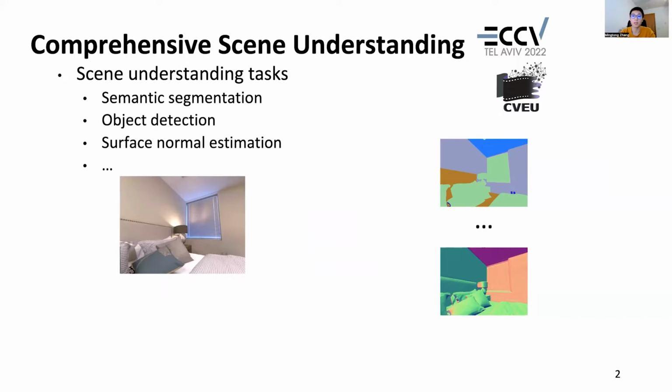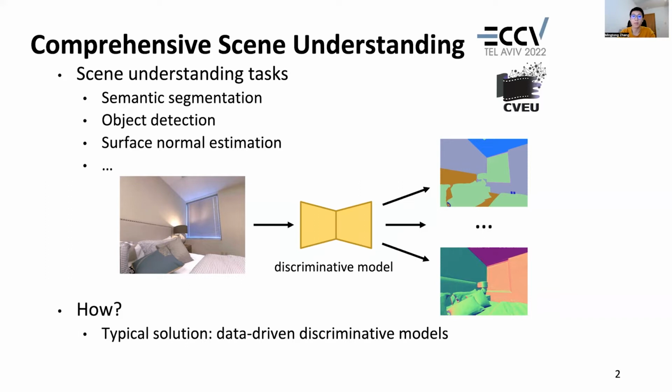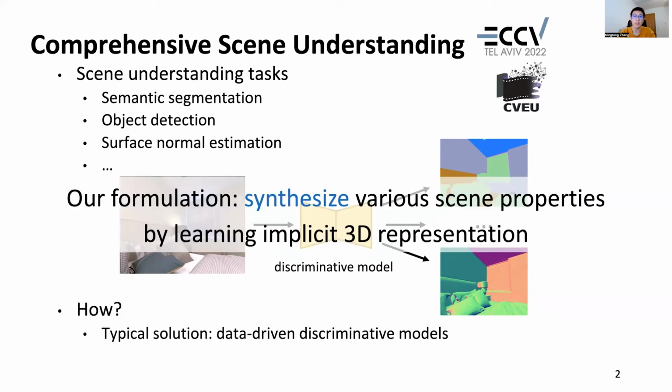Comprehensive scene understanding is important for real-world applications such as semantic segmentation, object detection, surface normal estimation, and so on. A general method is to develop data-driven discriminative models for scene understanding. Here, we propose a novel perspective to learn expressive 3D representation by synthesizing various scene properties. To achieve this, the important first step is to render photorealistic images.